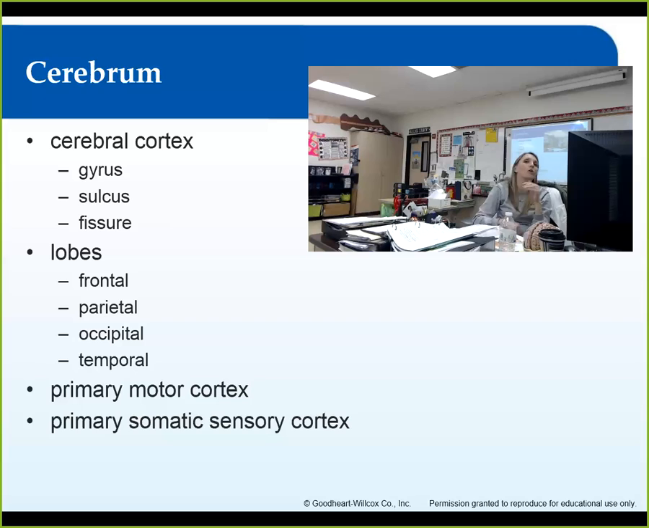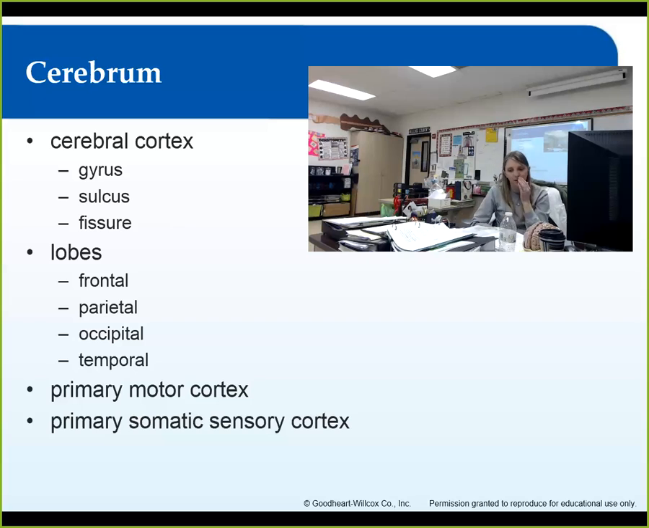Then the temporal lobe goes right along with your temporal bone. It's kind of on the side, right above your ears. That's where your temporal lobe is. So the frontal lobe contains your primary motor cortex. Remember, motor, move, muscles. That's the part of your brain that says, hey, it's time to move. It sends impulses to your skeletal muscles for movement.